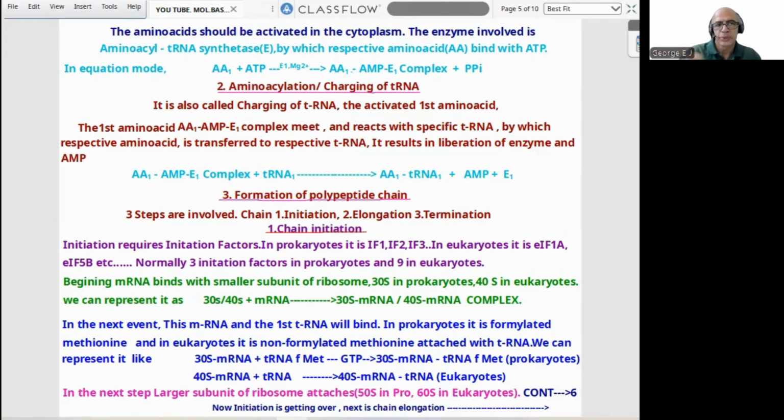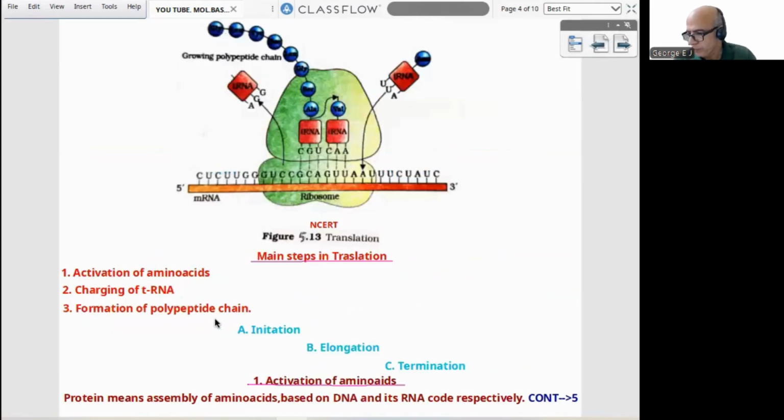Then the procedure begins. The enzyme involved is aminoacyl tRNA synthetase, by which the respective amino acid binds with ATP. That is called activation, where ATP is involved. The equation we can find here: amino acid 1 plus ATP, with enzyme 1, gives amino acid 1-AMP-E1 complex plus PPi, energy. So that procedure is called activation of amino acid. That is the first step. Here we can find it. First step, activation of amino acid. Purpose you understood, I think.